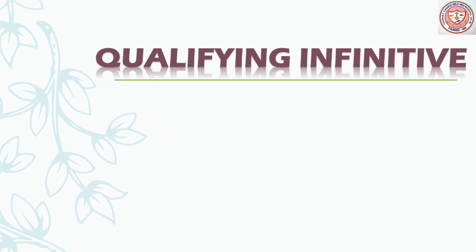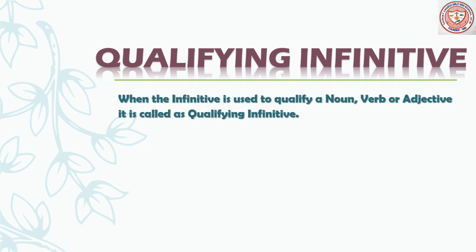Now, we will be talking about the qualifying infinitive. That means the second type. So, what is a qualifying infinitive? When the infinitive is used to qualify a noun, verb, or adjective, it is called a qualifying infinitive. That means qualifying infinitives are used to qualify a noun, verb, or adjective.